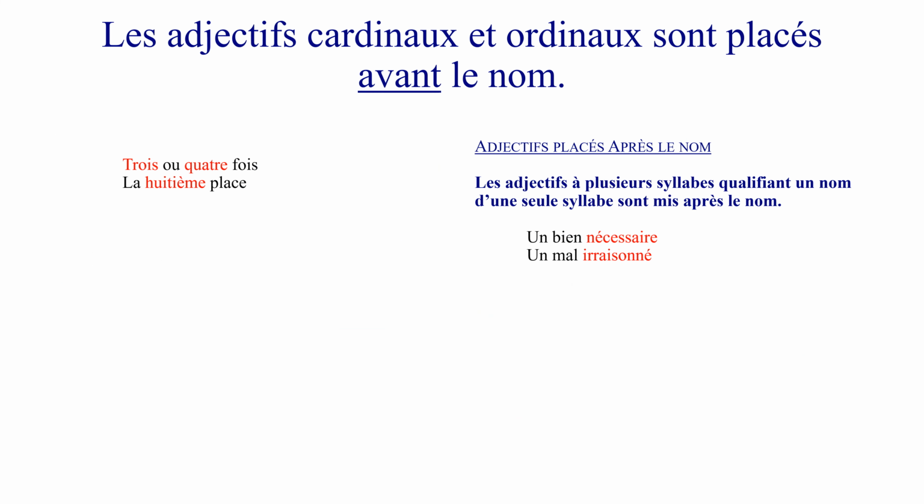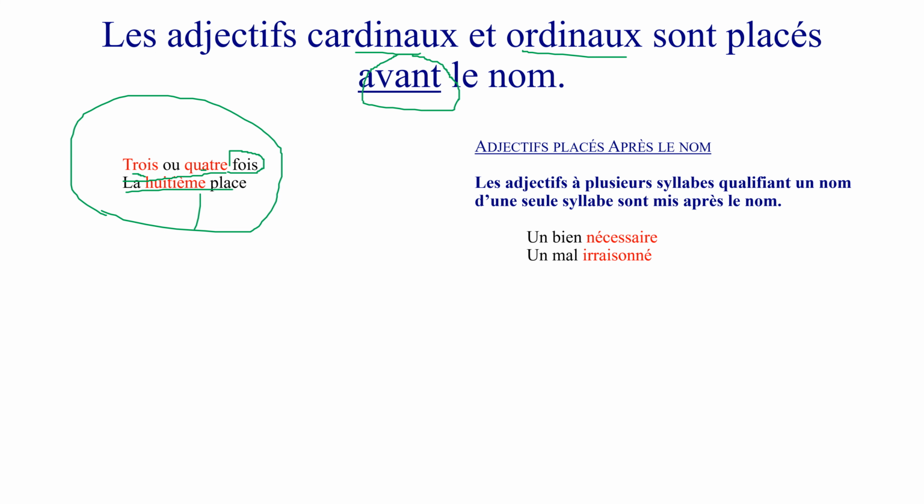Les adjectifs cardinaux et ordinaux sont placés avant le nom. Okay? Cardinal and ordinal adjectives are placed before the name. This example here, trois ou quatre fois. Fois is the name. They are cardinal, therefore they go before. La huitième place, here is your ordinal adjective. It is placed before the noun.